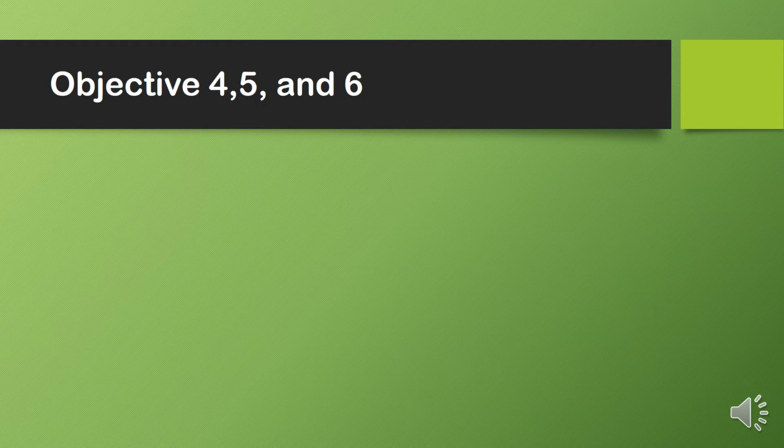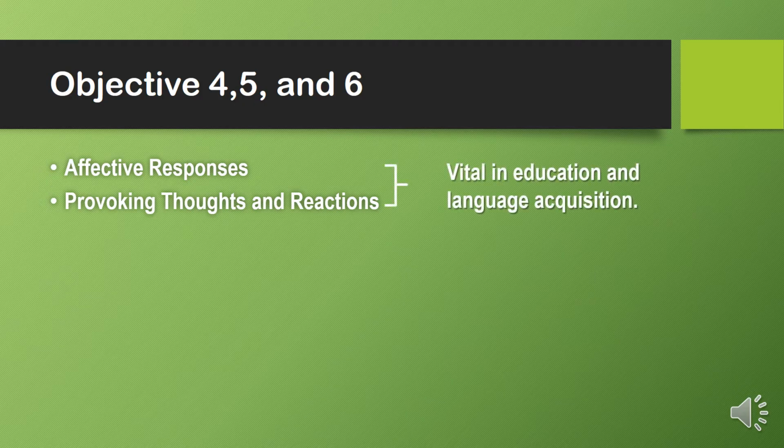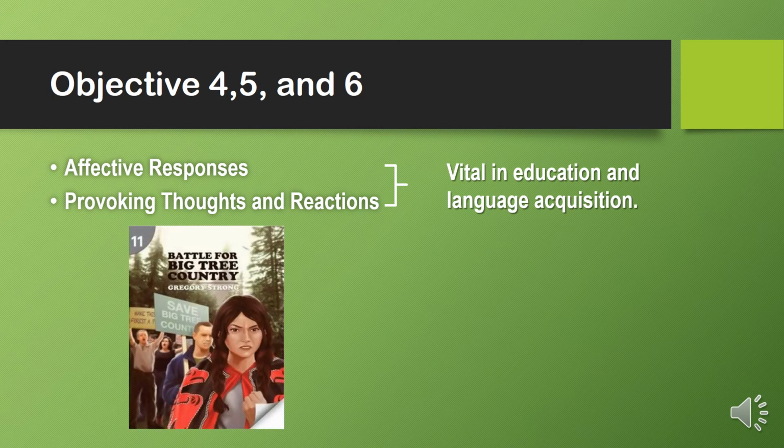Objective number 4 and 5: visuals may be used to induce effective responses and provoke thoughts and reactions, which are vital in education and language acquisition. Battle for Big Tree Country by Gregory Strong in 2015 uses black and white illustrations that look like those in graphic novels or comics. Dramatic illustrations achieve impact that teachers could exploit in many ways.